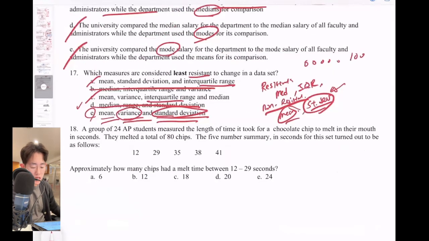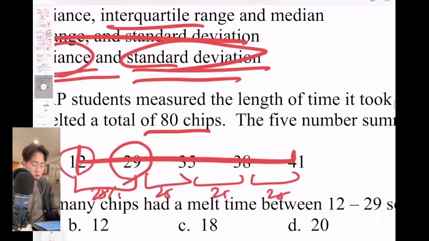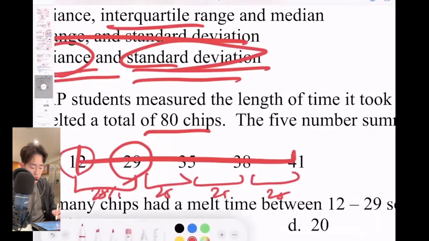A group of 24 AP students measured the length of time it took for chocolate to melt. So those are my 5 values. Approximately how many chips had melted between 12 to 29, if these are 80 chips? Remember, that's 25% of data, 25%, 25%, 25%. How do I know it's 25? Well, from here to here, that represents the 100% of the data.